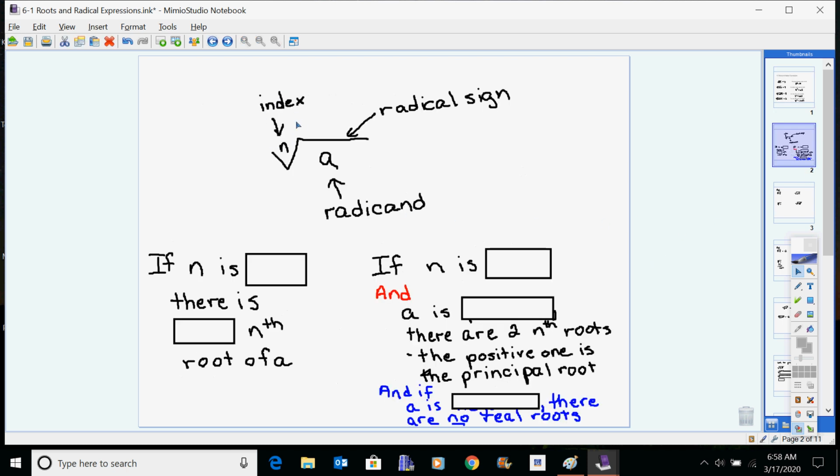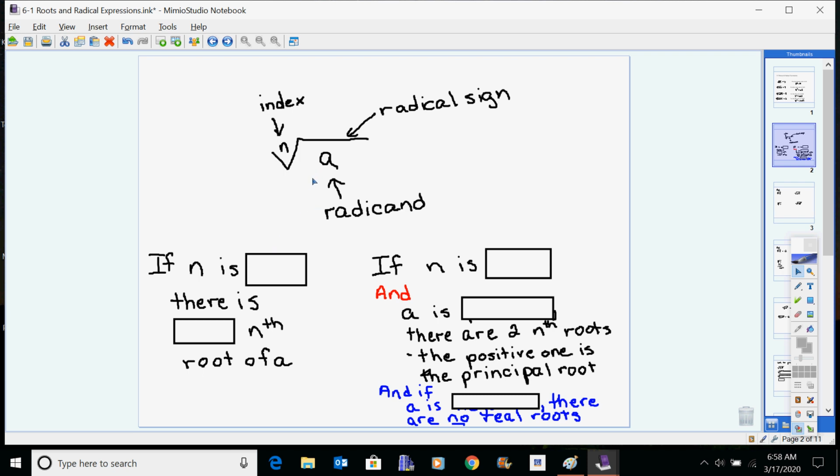All right, I used this word index a second ago. An index is the number that is underneath the radical sign. If there's no number here, it's implied to be a 2 for a square root, which is what you're used to. Index, radical sign, radicand: the radicand is the number that you are taking the root of.